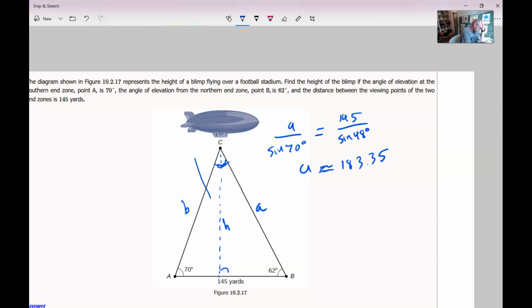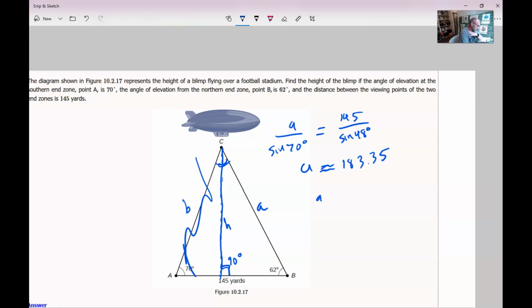And so we're going to ignore this part of the triangle over here and look at just this new right triangle. So now we could use right triangle trig, or you could use law of sines again. Law of sines still works even though it's a right triangle. But we know this is 90 degrees because we picked it to be a height. So now we're going to say 183.35 over sine of 90 is equal to h over sine of 62 degrees.